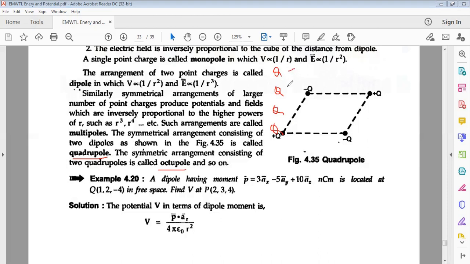So 1 plus 1 is a 2, 2 plus 2 is a 4, 4 plus 4 is an 8. Quadrupole is a 4, and octupole is an 8, and so on. Got it, my students? Understood? So in an example, if P bar is given and Q is given, find the potential, which means P bar dot a_R bar by 4 pi epsilon naught R square. You can find the equations also.